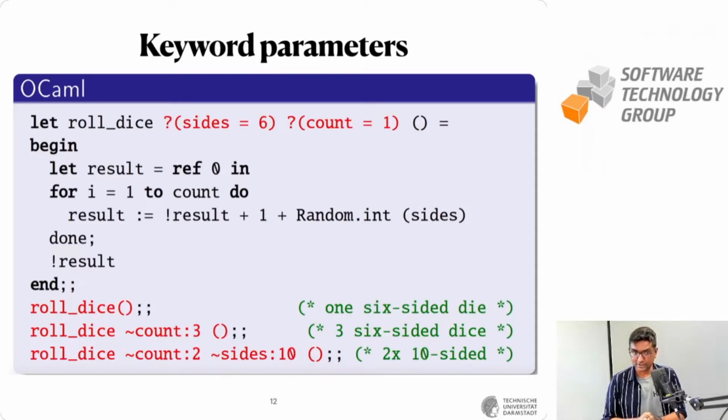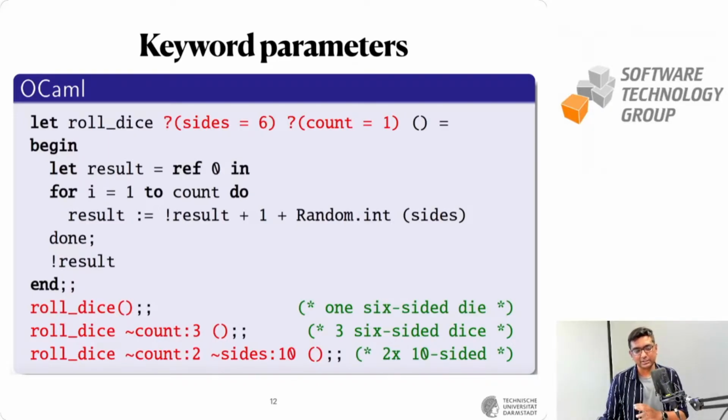What's interesting to note here is that the parameter order is reversed, and it does not matter with keyword parameters, right? So when you roll the dice, the last invocation essentially simulates rolling a 10-sided die 2 times. So these are keyword parameters. We've seen default parameters and keyword parameters.